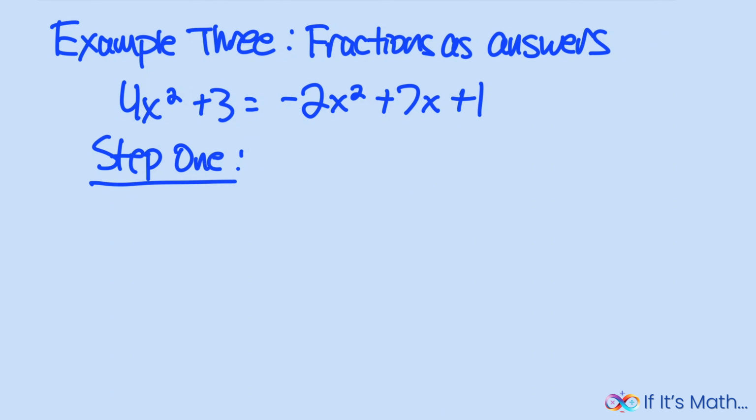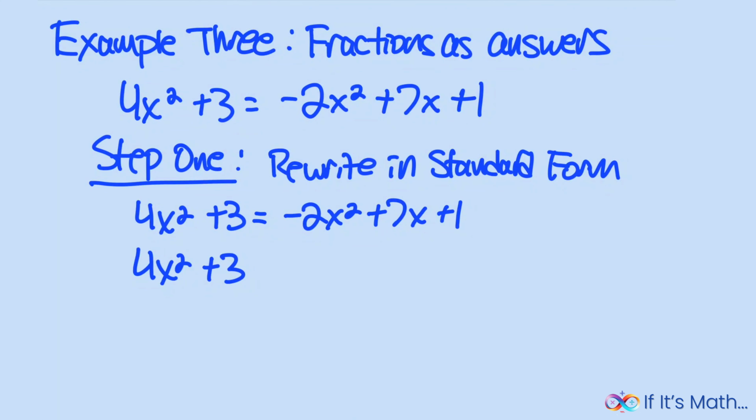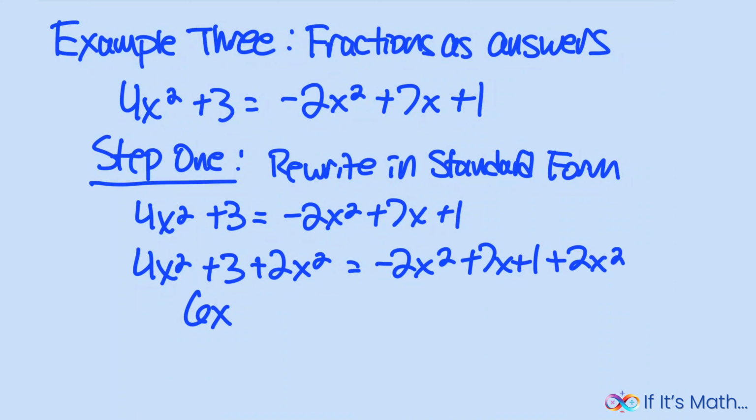So that's step 1, remember, is that we need to rewrite that equation into standard form. So we start out with our 4x squared plus 3 equals negative 2x squared plus 7x plus 1. We're going to add in the 2x squared on both sides so that we get all the x squareds on one side. Gets us down to 6x squared plus 3 equals 7x plus 1.